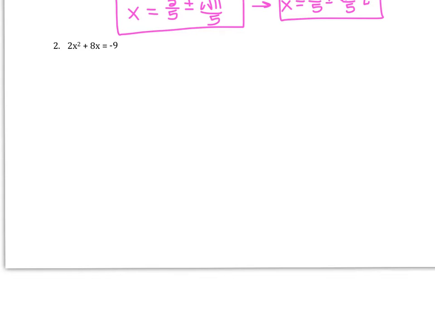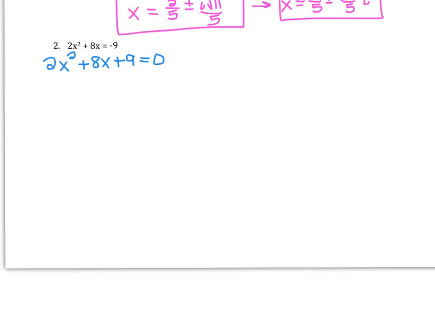All right, so with number 2, before we can do the quadratic formula, remember you have to have one side of the equation set equal to 0. So if I take this 9 and move it to the left-hand side of the equation, it becomes a positive 9. So I can rewrite this as 2x squared plus 8x plus 9 equals 0. Okay, so we could see my a is 2, my b is 8, and my c is 9.